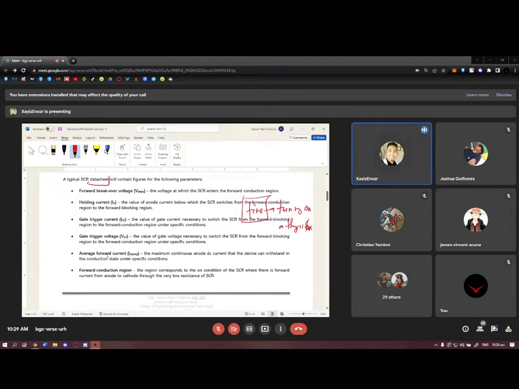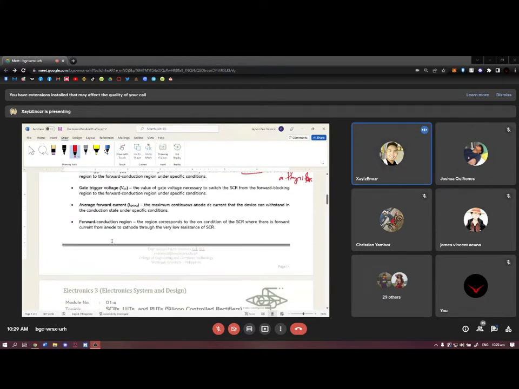Next, we have the average forward current. It is the maximum continuous DC current that the device can withstand in the conduction state under specific condition. Yung average forward current naman, yun yung maximum current sa anode, okay, na kaya niyang i-maintain, na kaya niyang i-hold or kaya niyang padaanin sa anode terminal. Okay? So that is average forward current.